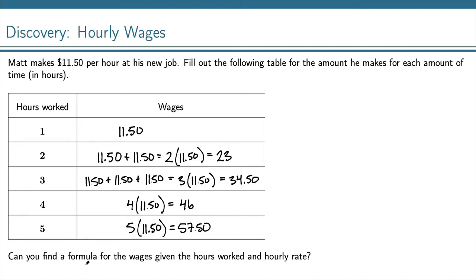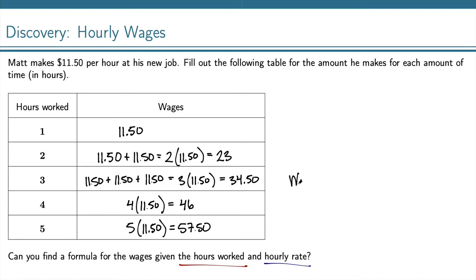Well, now, can you find a formula for the wages given the hours worked and the hourly rate? Okay, so if you're given these two things, the hours worked and the hourly rate, can we find the wages? Well, we know that what we've done here is we just multiplied how long he worked by the hourly rate. Okay, so there's our formula.